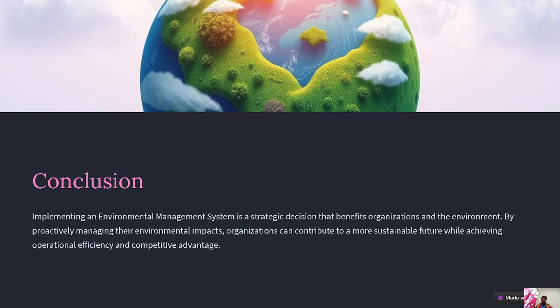Conclusion. Implementing an environmental management system is a strategic decision that benefits organizations and the environment by proactively managing their environmental impacts. Organizations can contribute to a more sustainable future while achieving operational efficiency and competitive advantage.